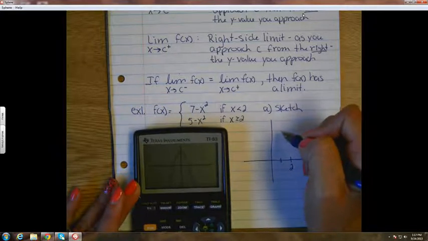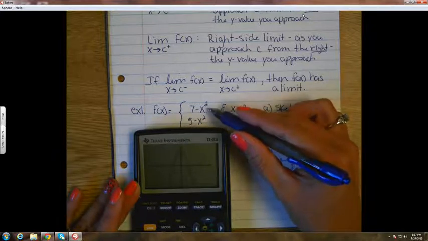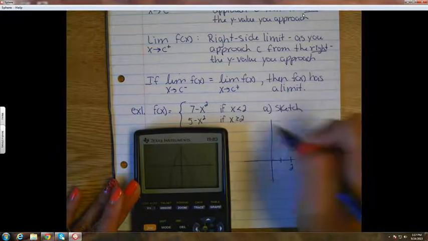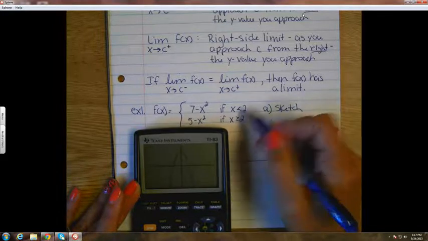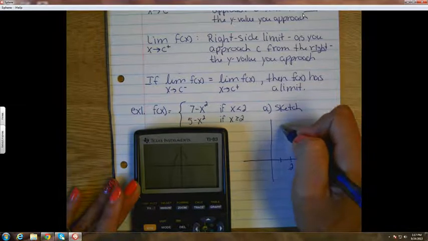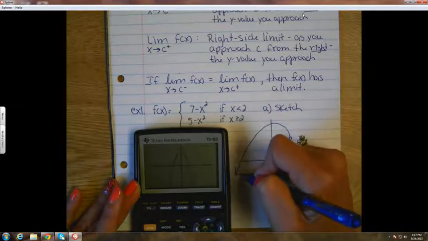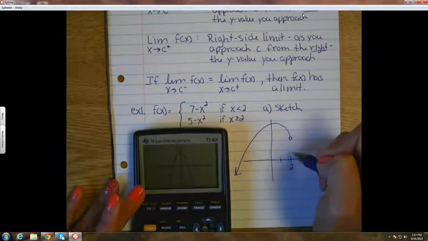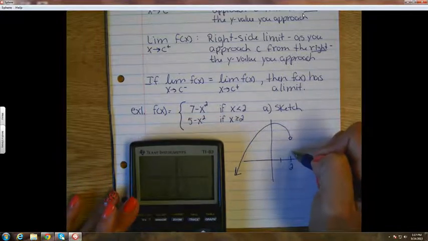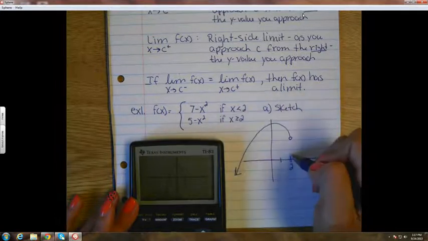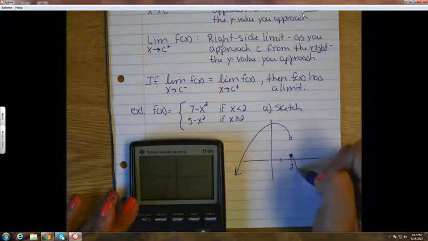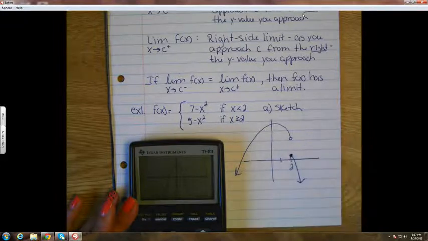Okay, the first graph was the 7 minus x squared. So that's where I know that at 2 I'm going to have an open circle on that one because it doesn't equal 2 here. And I've got this happening. And then the other one, at 2, there is a point because it equals 2. And if I put 2 in there, 5 minus 2 squared, it's going to be at 1. But there's a point there. And then it's coming down.